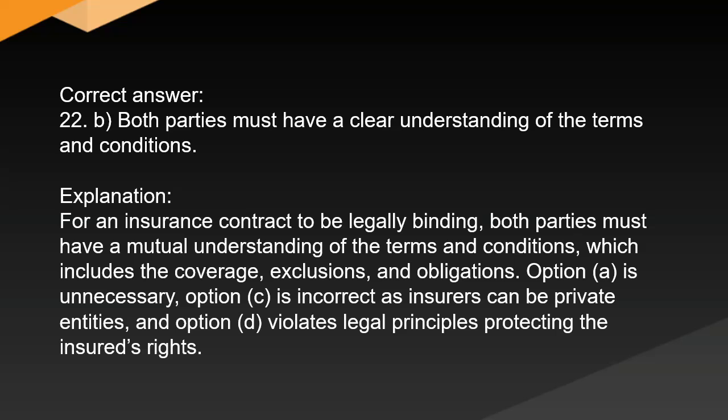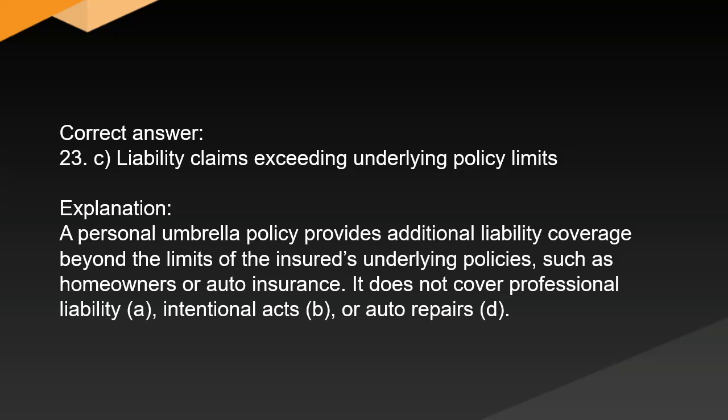And option D violates legal principles protecting the insured's rights. Correct answer: C. Liability claims exceeding underlying policy limits. Explanation: A personal umbrella policy provides additional liability coverage beyond the limits of the insured's underlying policies, such as homeowners or auto insurance. It does not cover professional liability, intentional acts (B), or auto repairs (D).